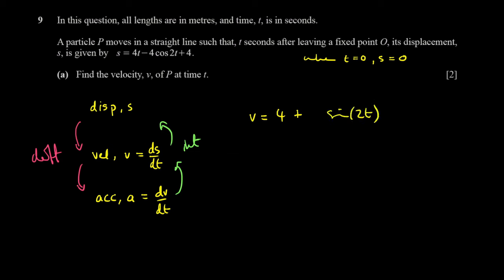Okay, but then I need to remember, because this is a chain rule, I differentiate the 2t, I get 2, and I multiply through by that 2. So that's going to be 8 sine 2t there. And if I differentiate 4, I get 0. So my velocity should be 4 plus 8 sine 2t.